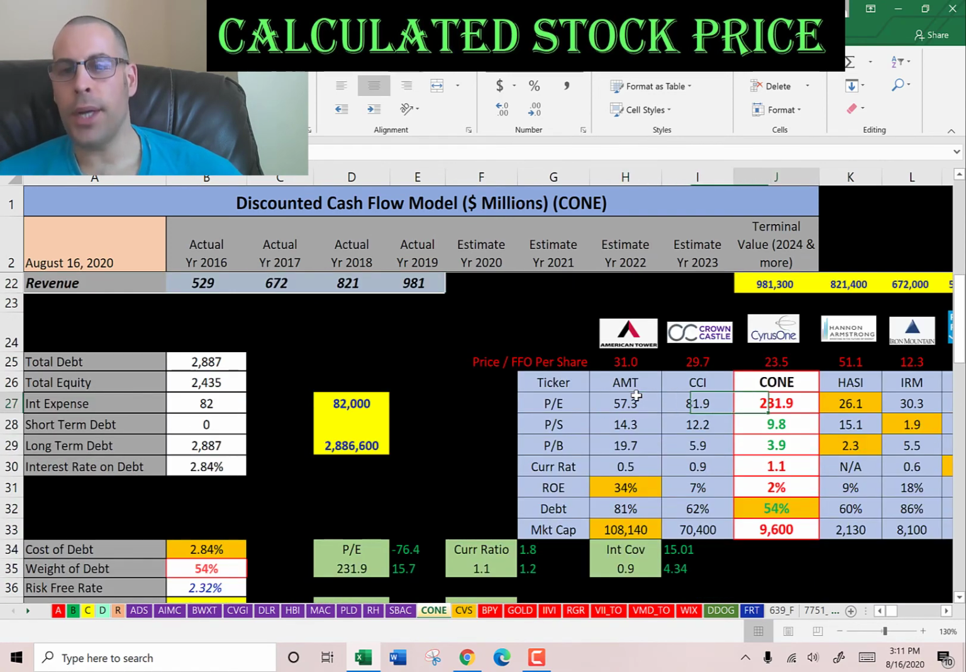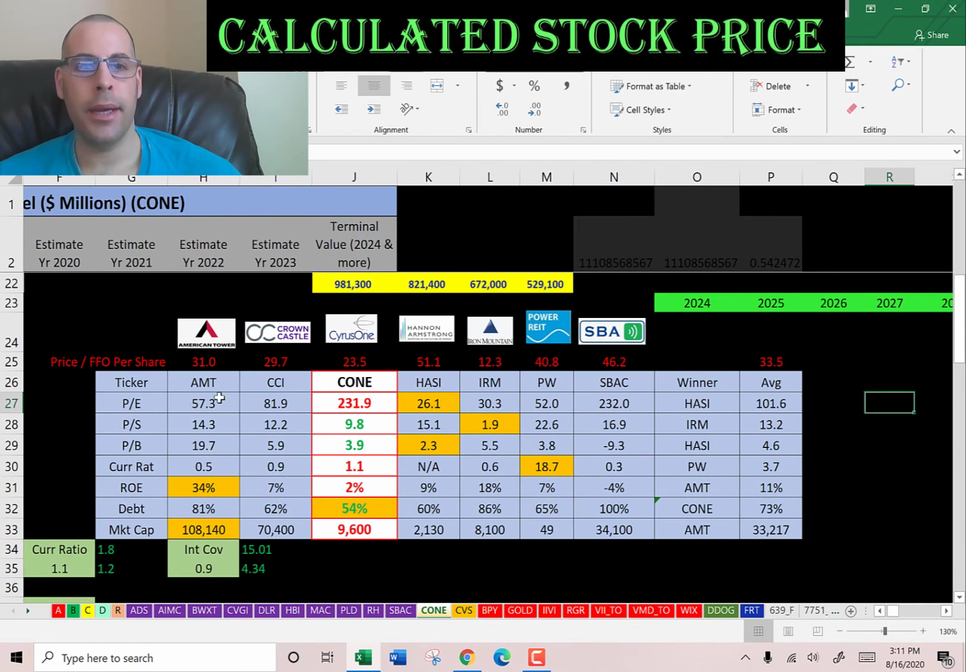The best way to look at ratios is to compare them to similar companies. I've done videos of American Tower, Crown Castle, Hannon Armstrong, Iron Mountain, Power REIT, and SBA, and all in the same industry as CyrusOne. And when you look at REITs, you should look at funds from operations per share. And this is the price of stock over funds from operations per share ratio. And the lower the better. Iron Mountain is doing the best in this category.